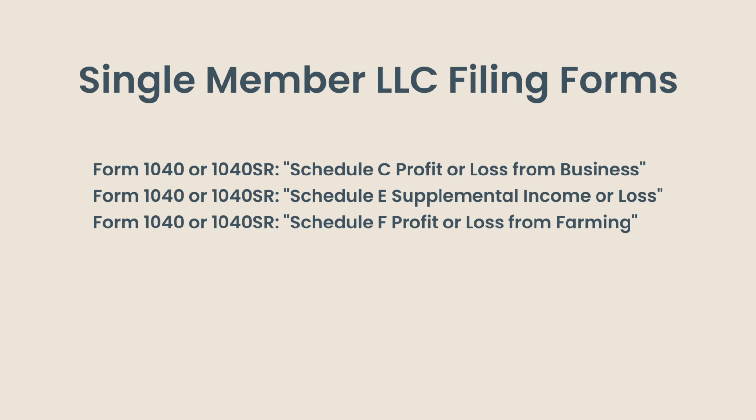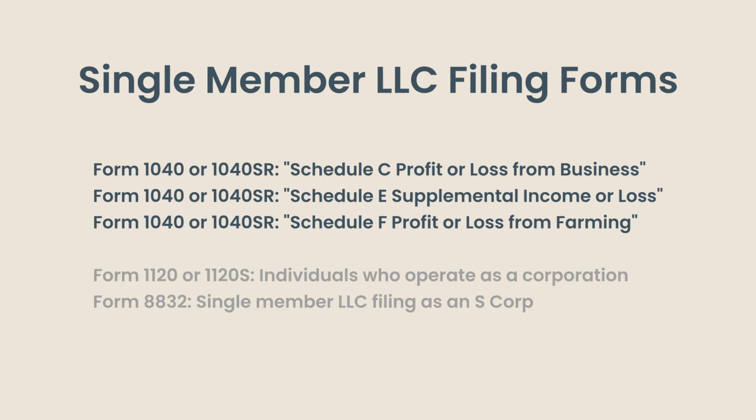The following are other possible scenarios for single member LLCs: the Form 1120 or 1120S for individual LLC members who operate their business as a corporation, and the Form 8832 for a single member LLC which conducts its business as an LLC but would like to file as a single member corporation.